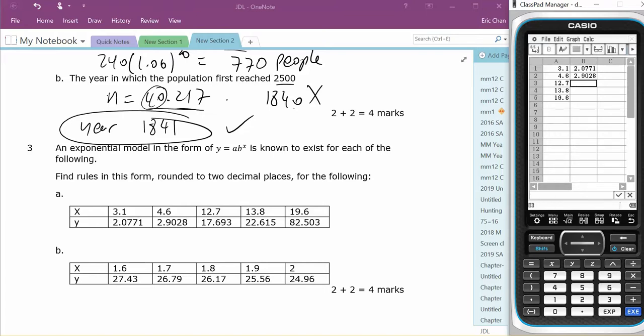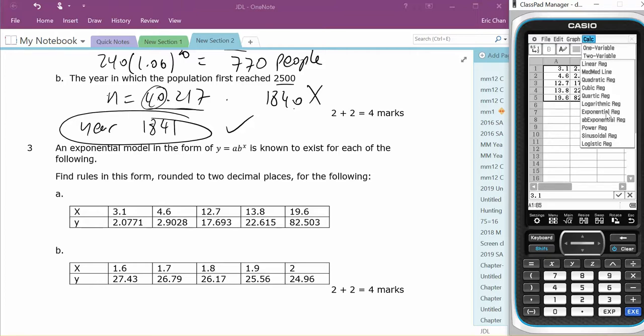2.9028, 17.693, 22.615, 82.805, 503, sorry. And then what you're going to do is go double check the values first. Yep, yep, yep, yep, yep. Okay, so I'm going to go calc regression, and we want AB exponential.